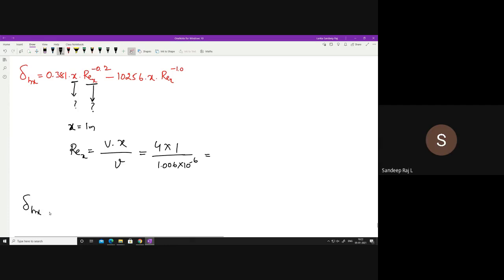So delta_hx is equal to 0.381 into 1 into Re_x. What is this Re_x value? This value is 3976143.141. So what is the meaning of this? In its entire length it is turbulent, because it is greater than 5 lakh.